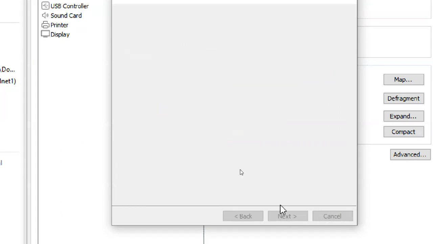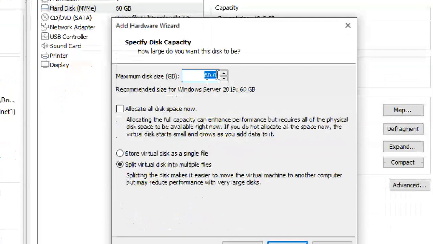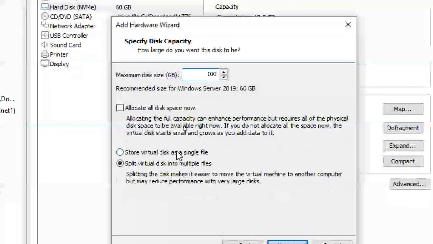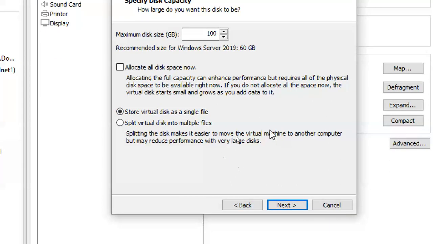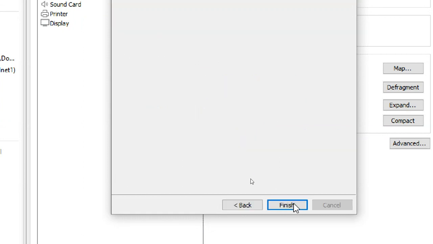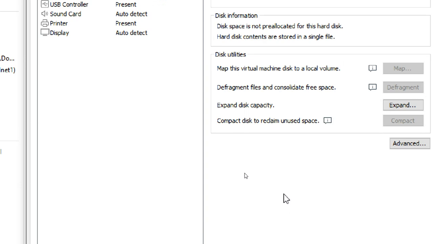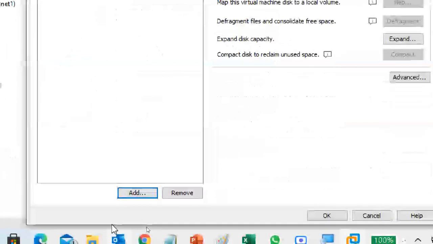Create a new volume. Next, you want 60 GB or any other size. So I put 100 GB for this practical. I remove 60 and put 100 GB. Store virtual disk as a single file. Don't select allocate all space now. Only 100 GB, single file. Don't click any other things. Next. It automatically saves in our main folder, so no need to worry. It gives some name. If you get a problem, then only we have to search for that.